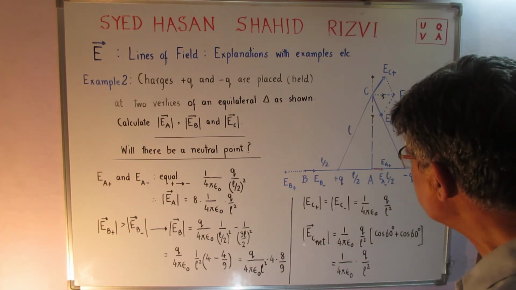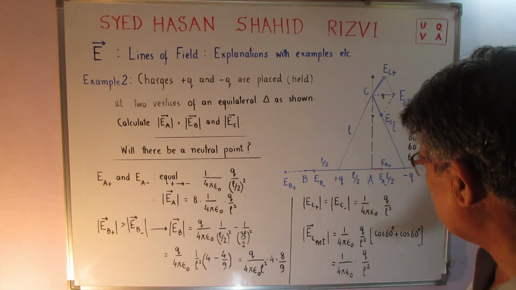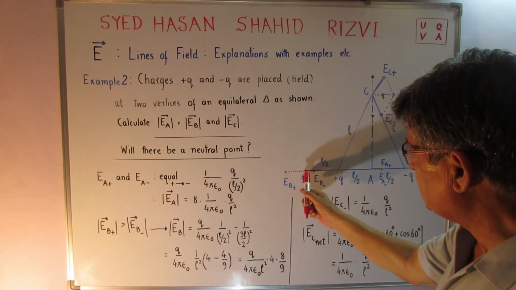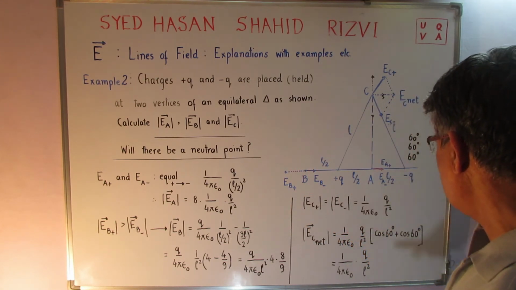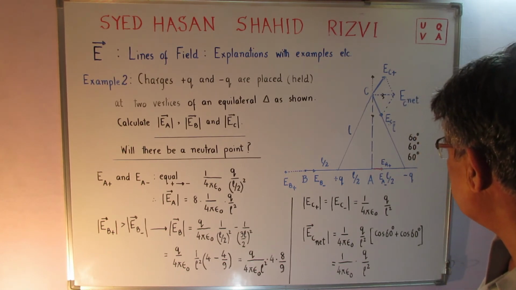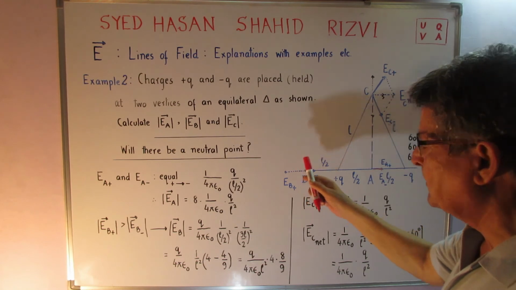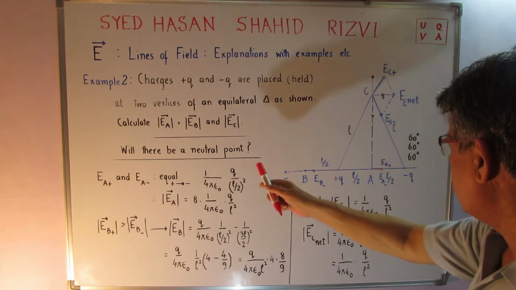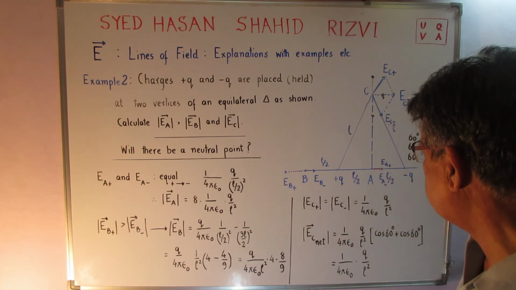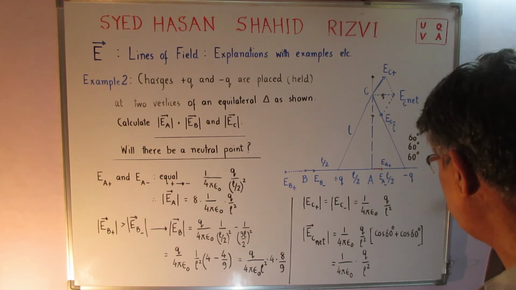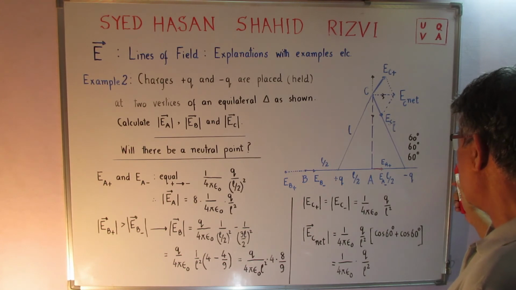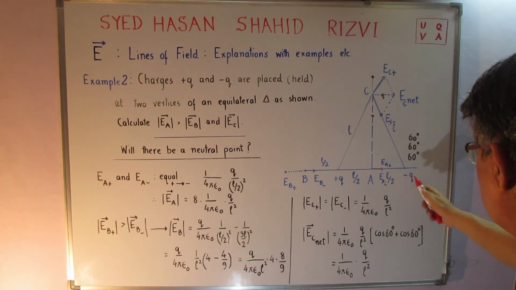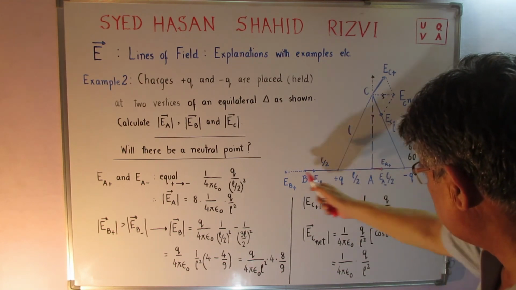Let's take the point B. The point B is close to the positive charge, and therefore the electric field contribution due to it will be much more, because it is far off 3 times the distance from minus q. Therefore this will be small and this will be large, and the resultant will be away towards this positive charge. If we were taking this point B on this side, it is still coming like that, the same direction of the net.